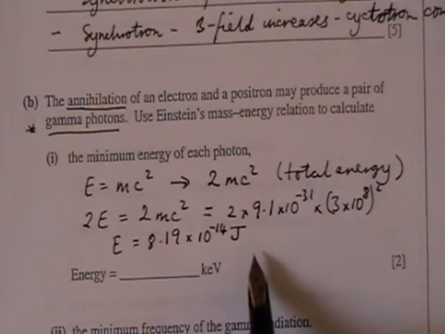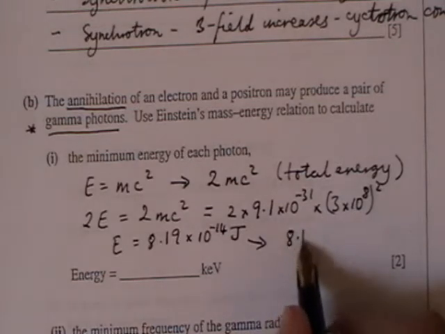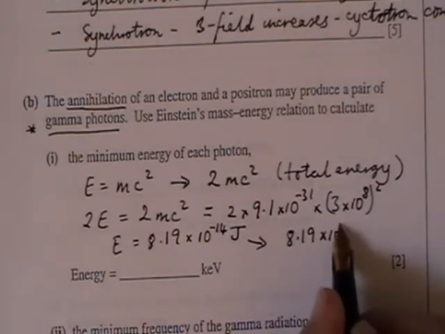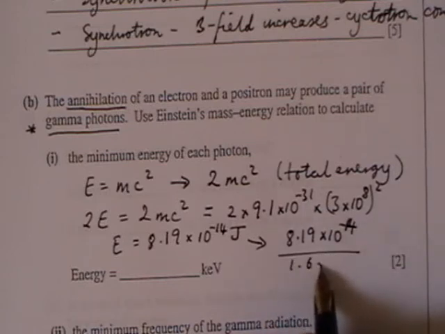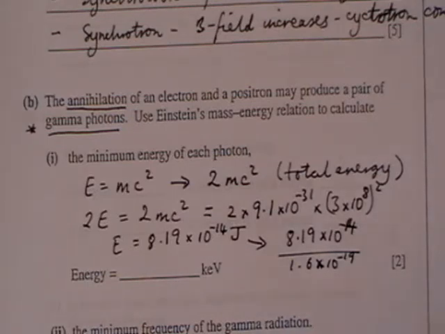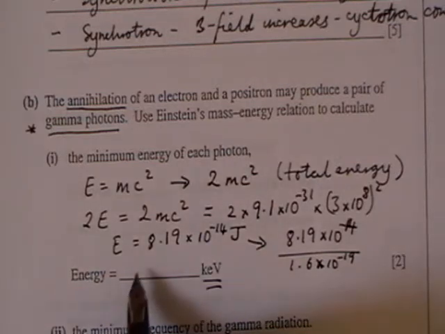Calculation isn't over because that's in joules, and we need to calculate that then in electron volts, so that's 8.19 times 10 to the minus 14 divided by 1.6 times 10 to the minus 19, and that will give us what it is in electron volts. Then we need to change that to kilo electron volts, and when you do that, what we find is that it's 512 kilo electron volts.